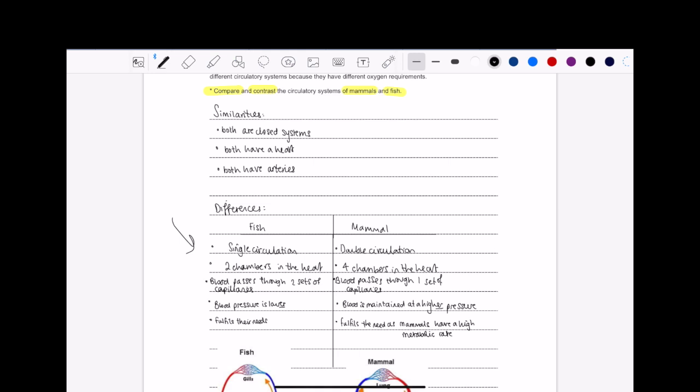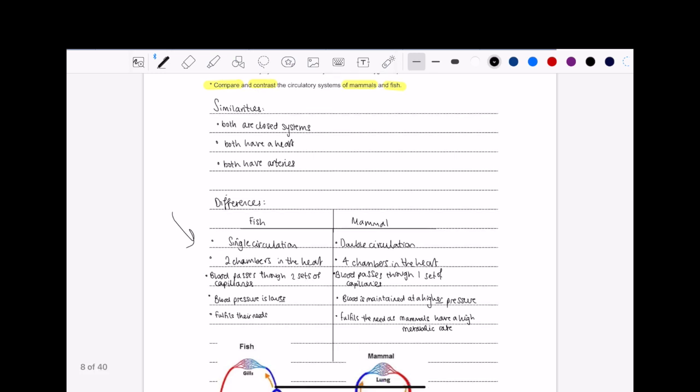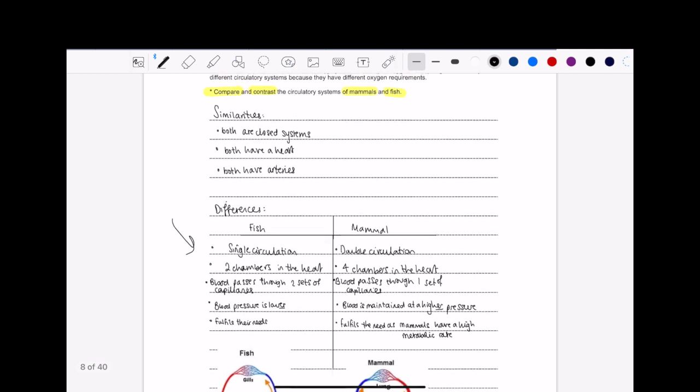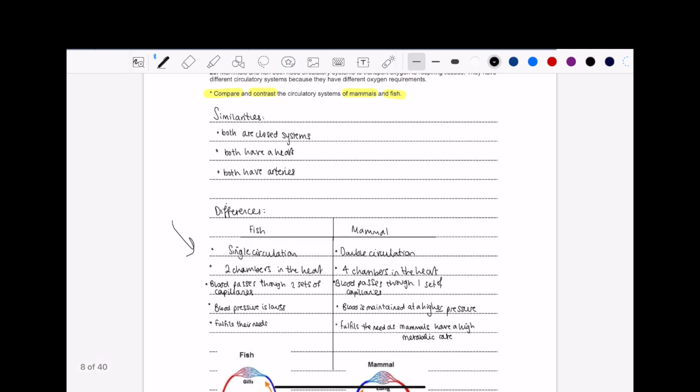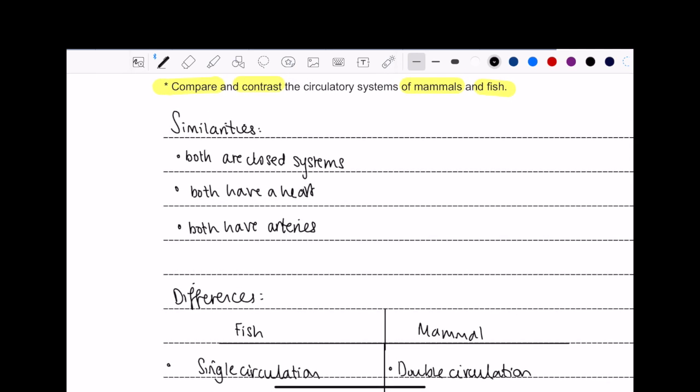But what we're trying to do is make this as simple as possible for you. Because I want you to get that 6 marks, but let's use less time, but maximise the amount of marks you get. So yeah, let's actually look at the points, because I've spoken so much about how to do it. So similarities, they both have a closed system, both have a heart, and both have arteries.